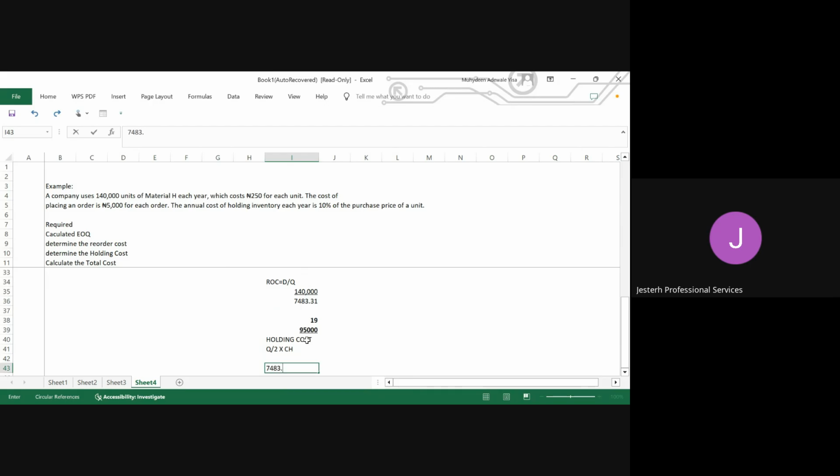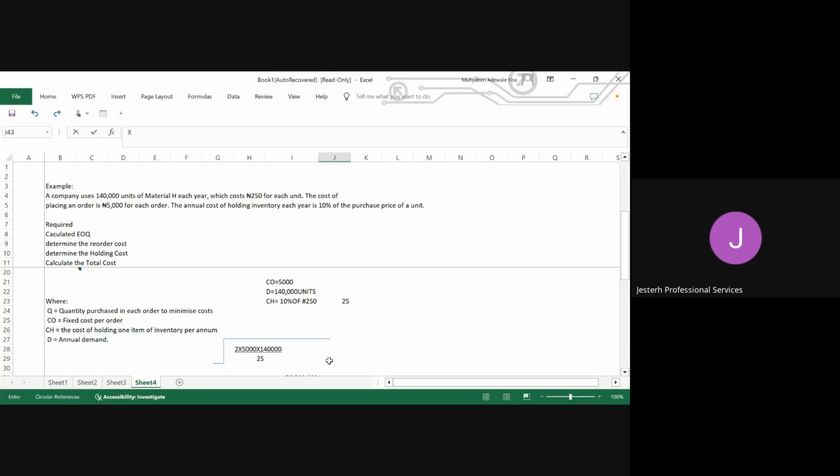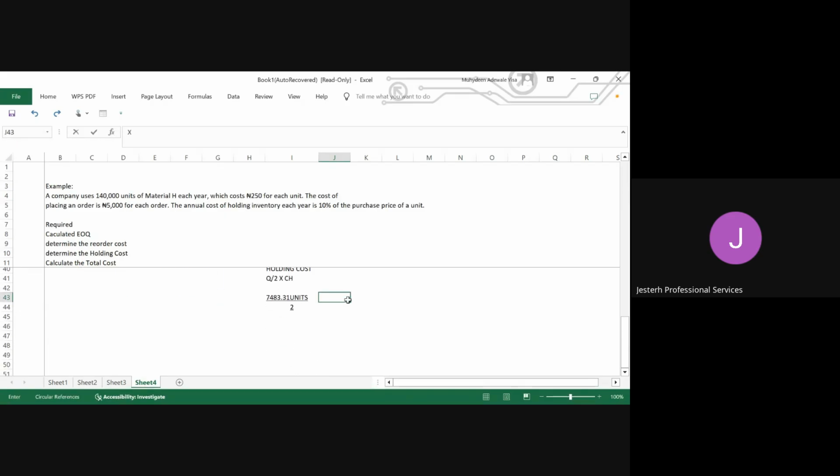Now you will come here: 7,483 units divided by 2, then multiply by holding cost per unit. Now, what is our holding cost per unit? Remember, we determined our holding cost per unit here to be 25 naira.